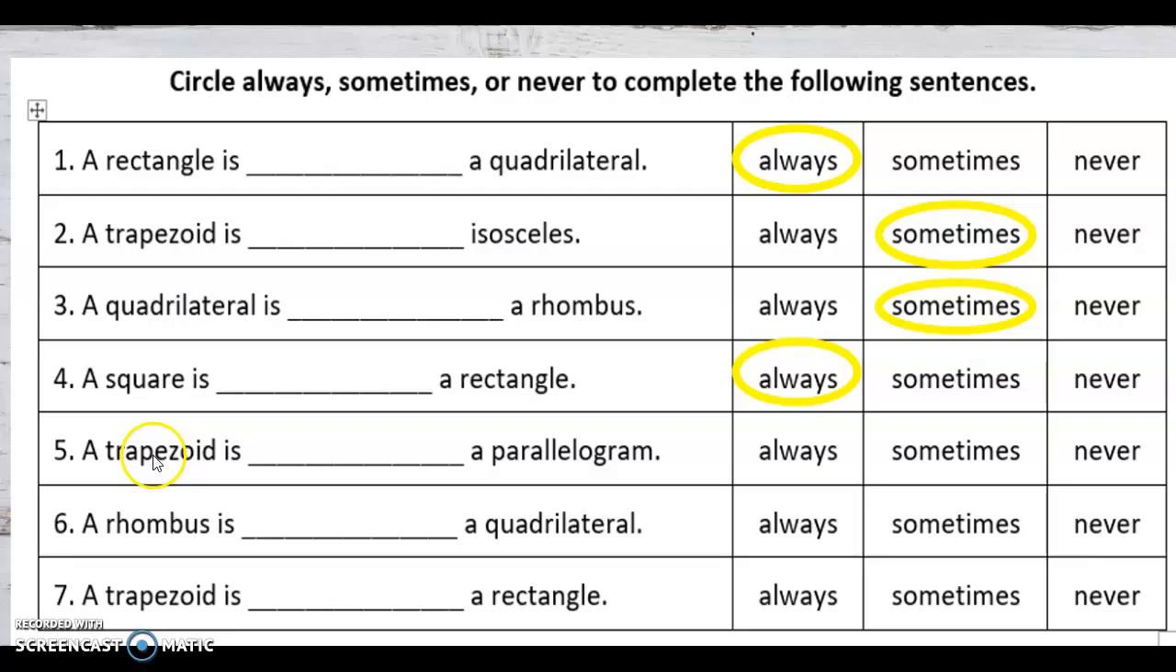A trapezoid is blank a parallelogram. Nope, that one goes side to side. That one's a never. And a rhombus is blank a quadrilateral. So we're going up on that chart. We're starting down and going up. That's always. A rhombus is always a quadrilateral. It will always have 4 sides, 4-sided polygon. A trapezoid is blank a rectangle. Nope, never. We can't move from side to side on that chart.